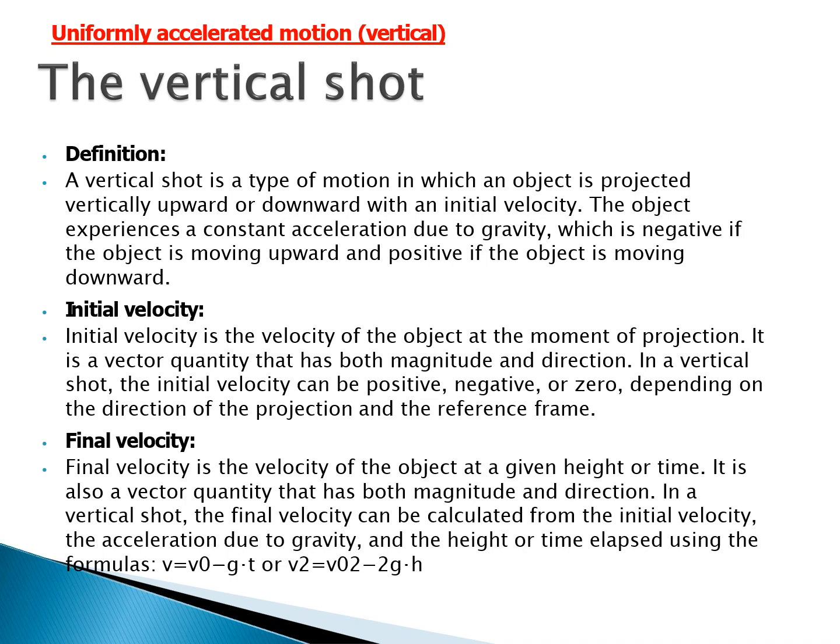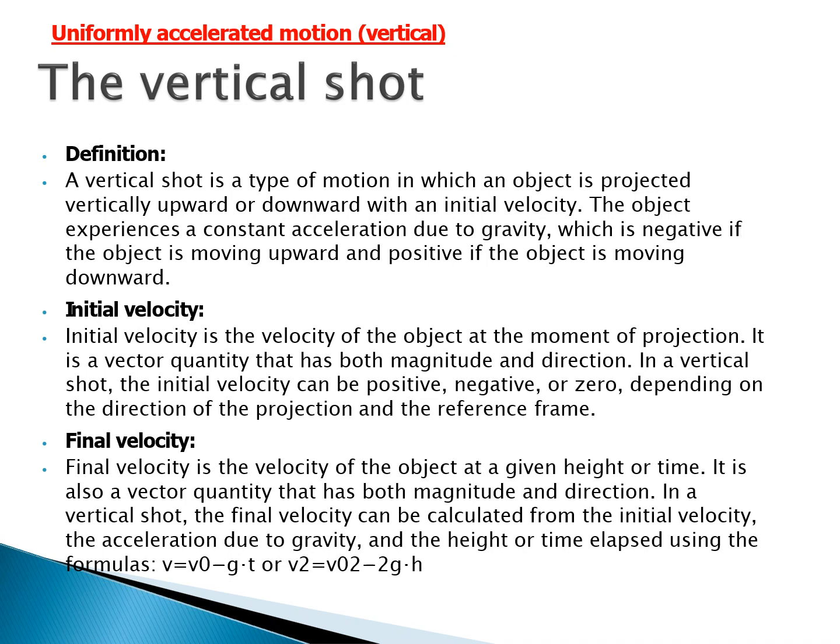Initial velocity is the velocity of the object at the moment of projection. It is a vector quantity that has both magnitude and direction. In a vertical shot, the initial velocity can be positive, negative, or zero, depending on the direction of the projection in the reference frame. Final velocity is the velocity of the object at a given height or time. It is also a vector quantity that has both magnitude and direction.